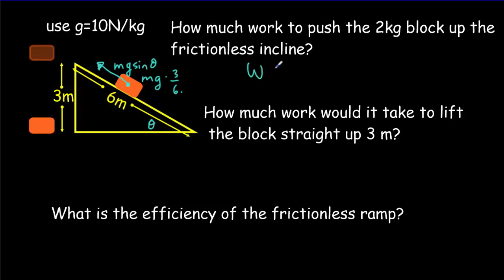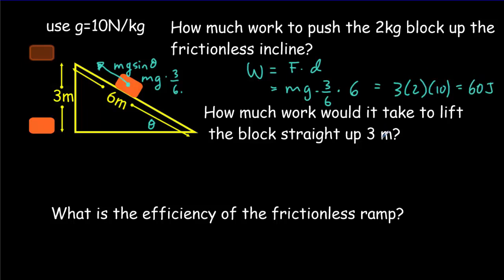And the work done would be equal to that force times the distance we're pushing it through. In other words, it's going to be mg times 3 over 6 times the distance, which was 6 meters. So we're going to get 3 times mg, m was 2, we're taking g to just be 10, so we're going to get a grand total of 20 times 3, or 60 joules, to push the block up the ramp.